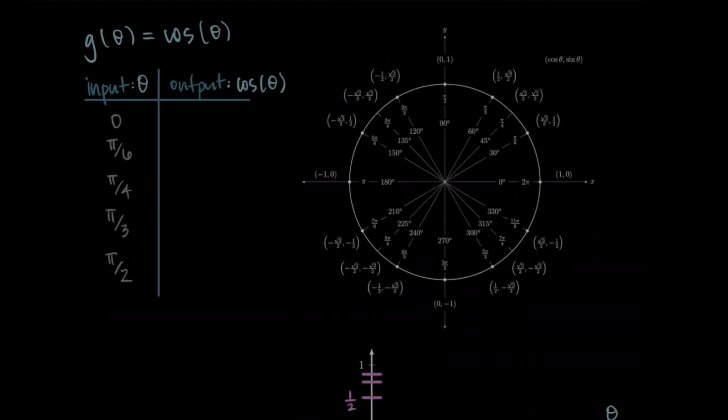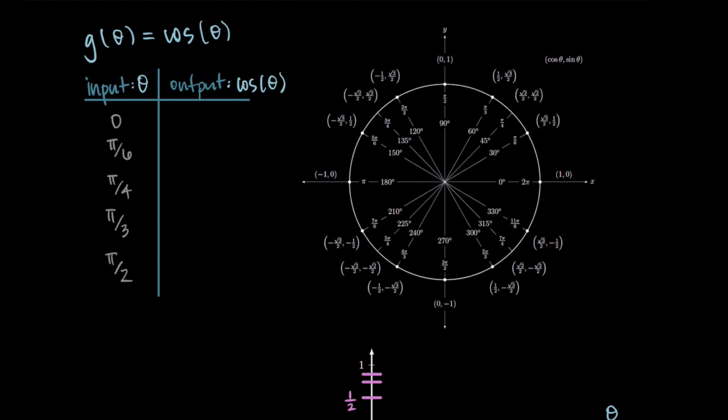Let's repeat this process with cosine. So I'm going to say we have g of theta equals cosine of theta, and now we're going to look at an input of theta and an output of cosine. On our unit circle, cosine is the x value, or the x coordinate of all these points. So I'm just going to go ahead and circle all of those and write them out on my chart. An angle of 0 has an output of 1 for cosine, pi over 6 goes with square root of 3 over 2, pi over 4 is square root of 2 over 2, and pi over 3 is 1/2.